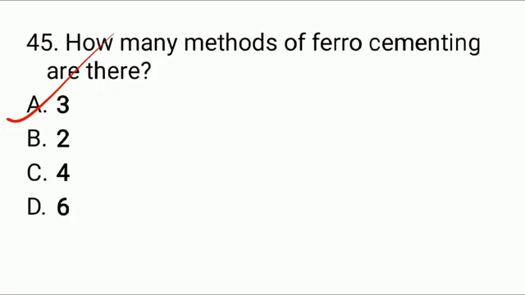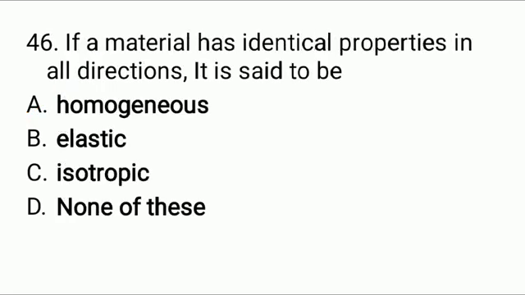Okay, next question. If a material has identical properties in all directions, it is said to be what? Identical properties in all directions is said to be isotropic. Okay, and the others are homogeneous and elastic. This is also very important. Homogeneous means a material whose elastic properties are the same at all points in the whole material body. And what is elastic? Physically it indicates a material's resistance to being deformed when stress is applied to it. Okay, next question.